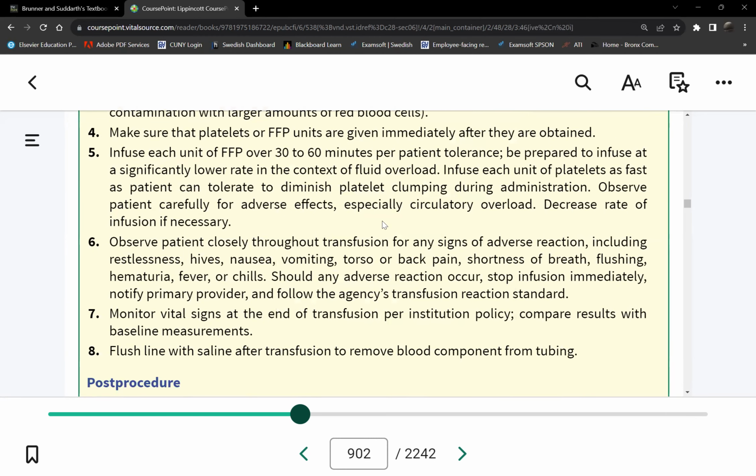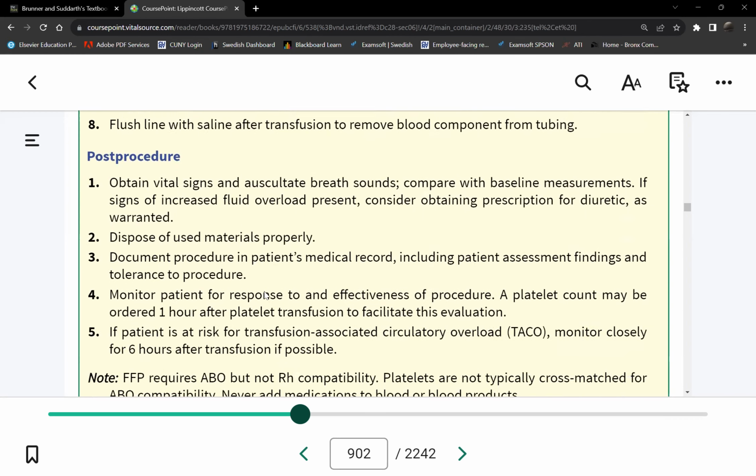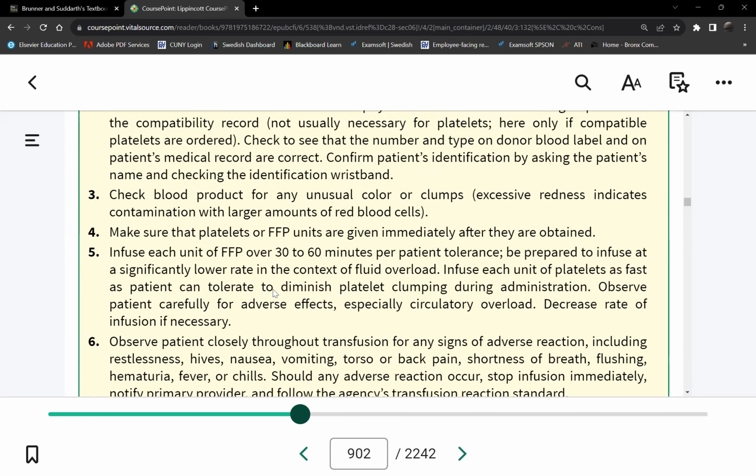But throughout, do the same: check for signs and symptoms of reaction, and then after that, document and flush the line. All right. So the main difference here is in the checking and also in the rate of transfusion.